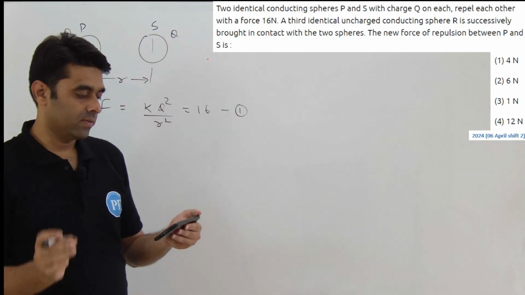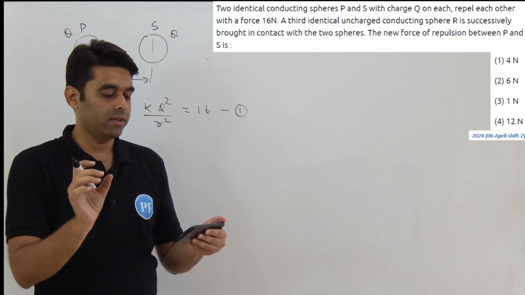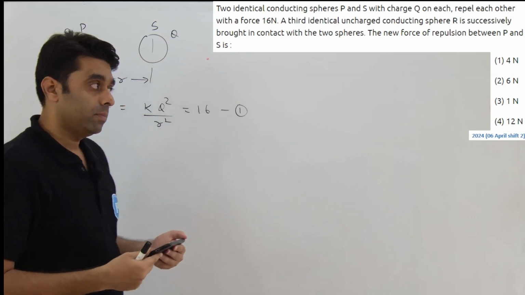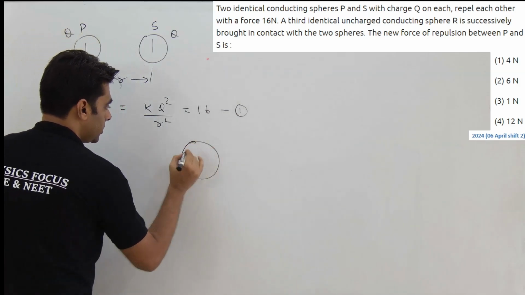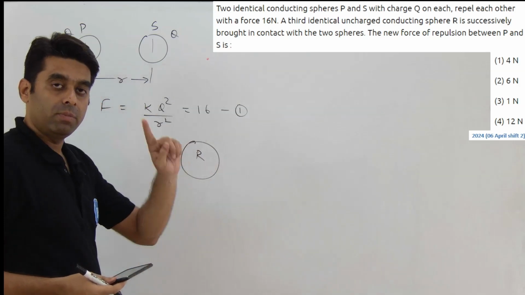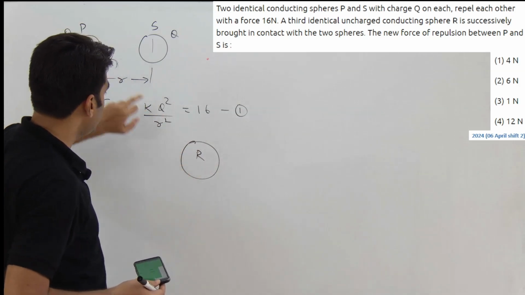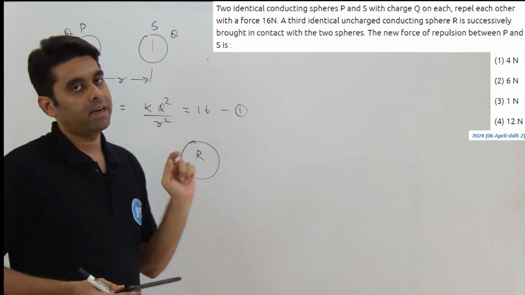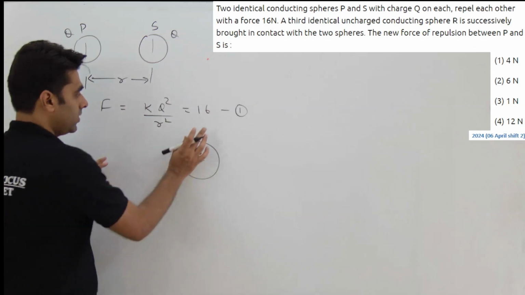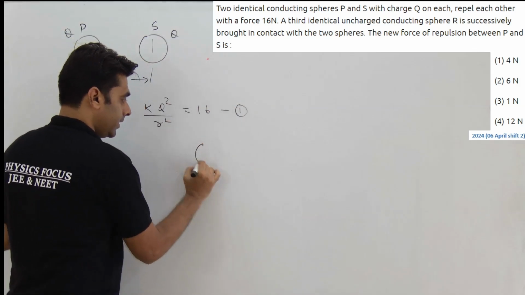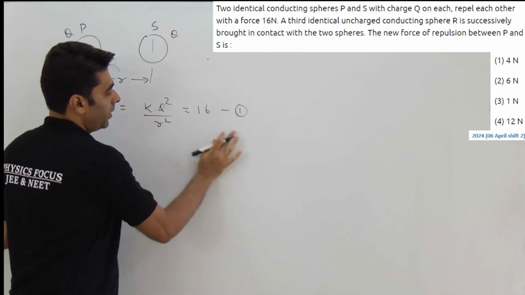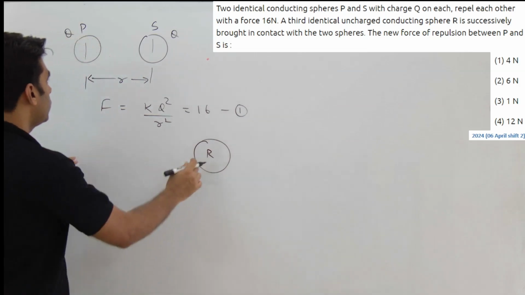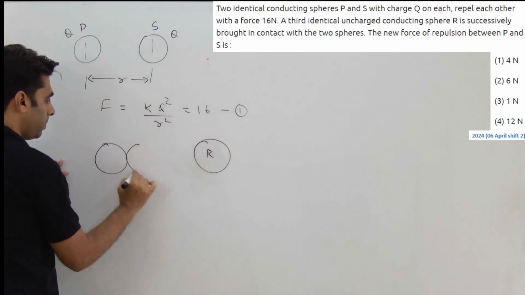Next it says a third identical uncharged conducting sphere R is successively brought in contact with the two spheres. That means one uncharged sphere R is successively brought in contact, first with P and after that with S. Next, the new force of repulsion between P and S is. Let us see. This R is also identical, that means size wise it is the same, but it is uncharged initially. So first it is brought in contact with P.